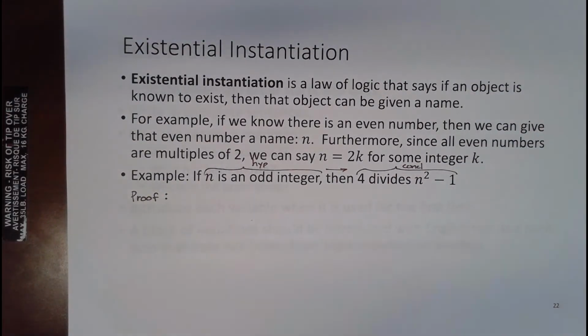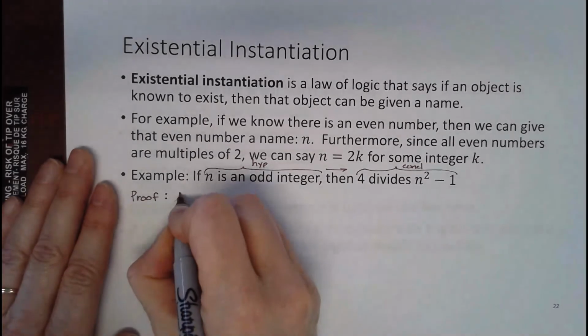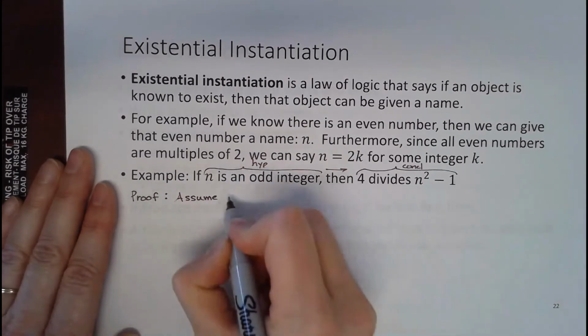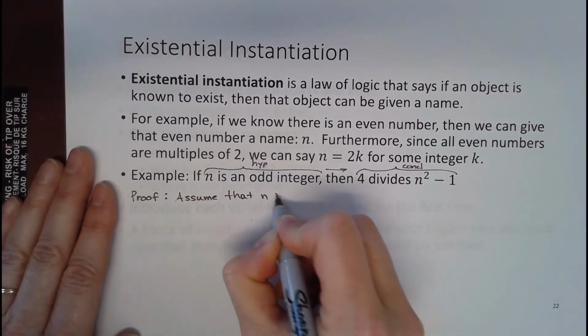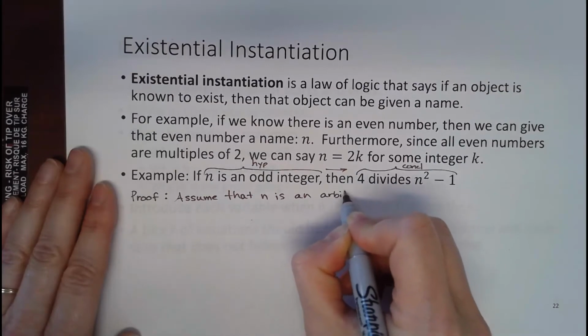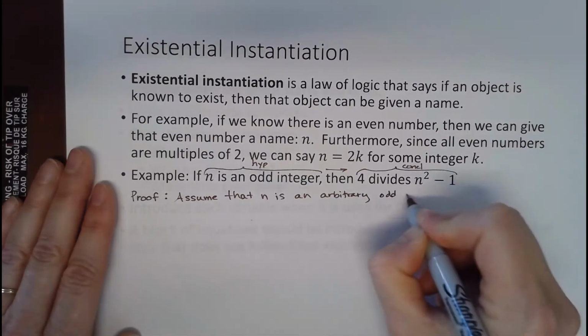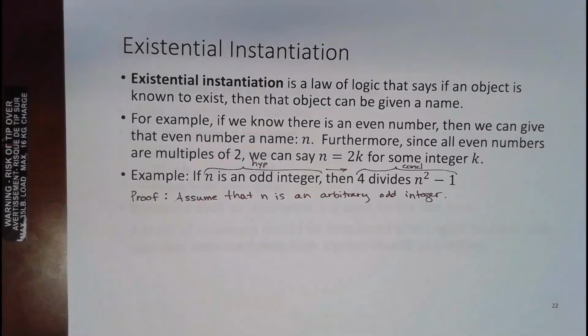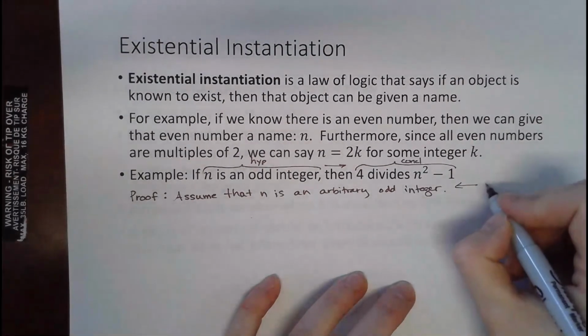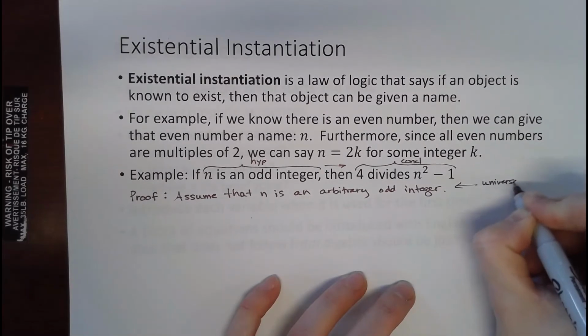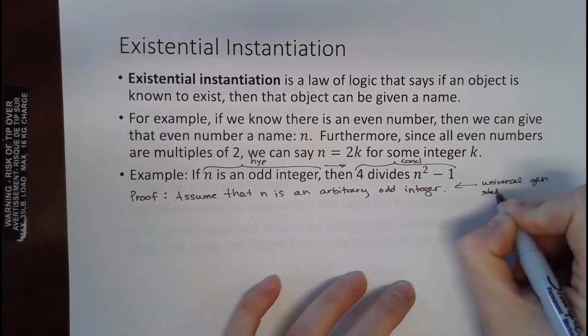The other thing we're supposed to do is make sure that we're stating any assumptions we make. When we're proving this, we're assuming that the hypothesis is true, and we're trying to show that if the hypothesis is true, then the conclusion will be true. So we would say, assume that n is an arbitrary odd integer. There is our assumption, our universal generalization. That's what that statement is. It states our assumption.